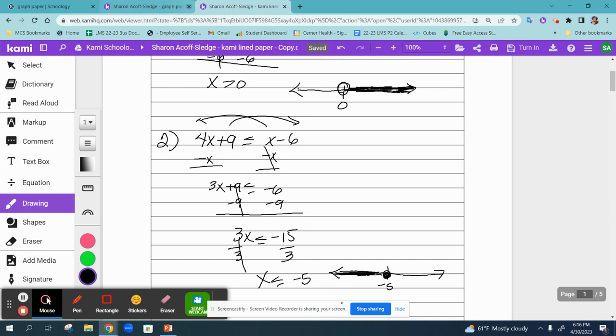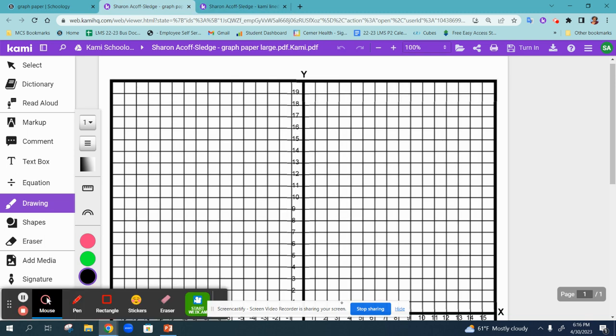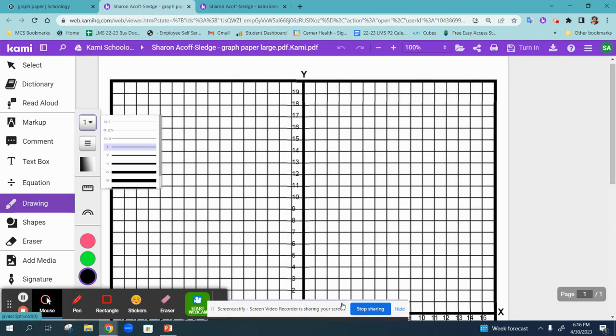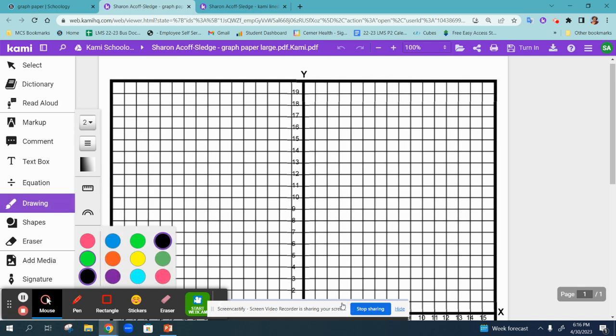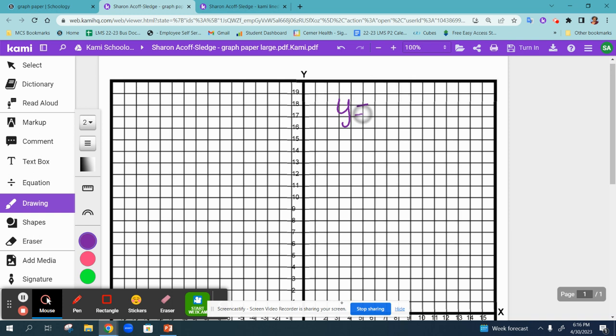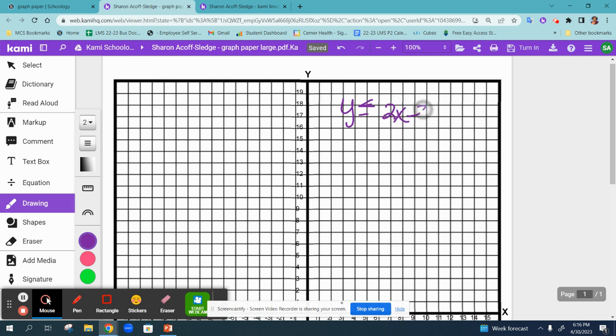Now the next type, we need graph paper. It's basically just a line. I'm going to make my line a little bit thicker so we can see it, and I'm going to change color. So my equation is y is less than or equal to 2x minus 3.